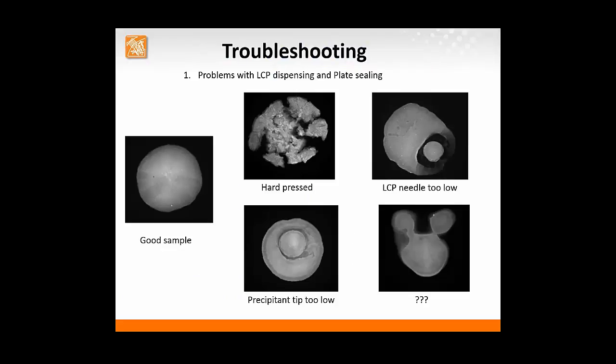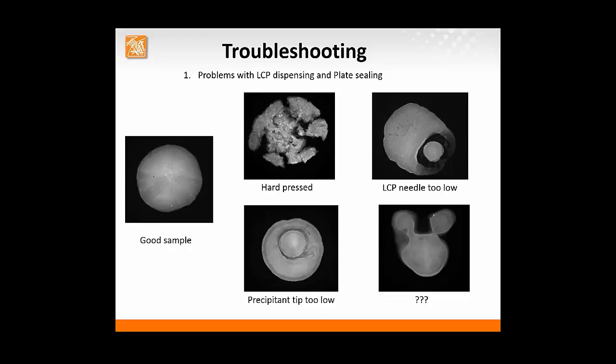Now I'm going to move to the troubleshooting section, where I will show you 4 main problems that users often encounter when they set up the LCP FRAP assay or analyze the data. The first set of problems is related to dispensing LCP and plate sealing. When you set up your sample plate, you need to make sure that your LCP bolus has a round shape and is sandwiched well between the 2 glass slides.